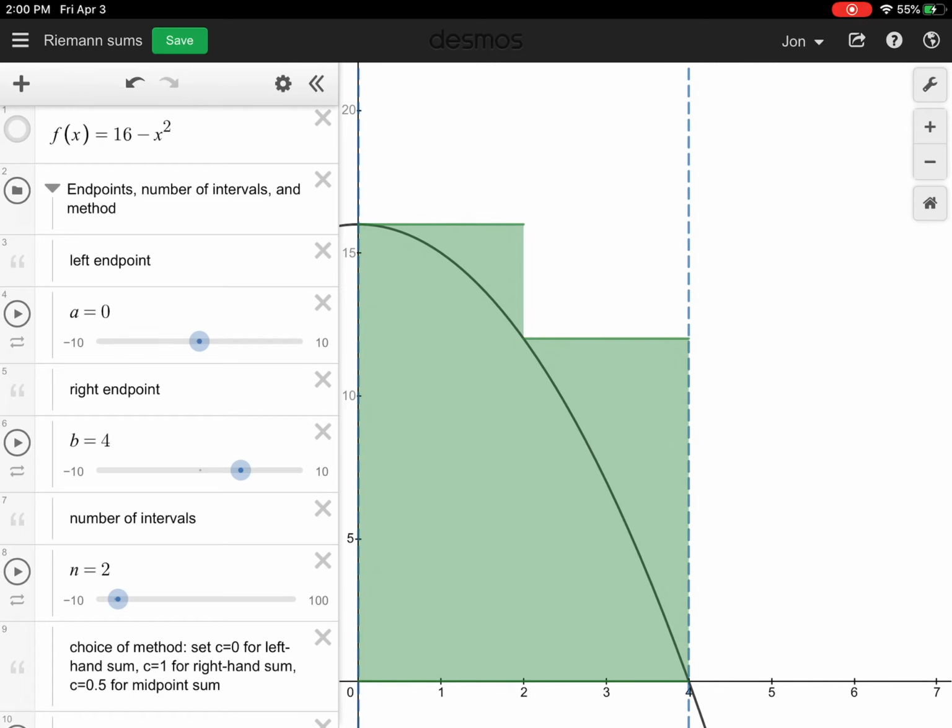And all of a sudden, if I used 2 rectangles, I've got a rectangle that is 2 wide, that's 16 tall, that's 32. And I've got another rectangle that's 2 wide, that looks like it's about 12 tall. So that's 24. So that's 8 less. That's going to be 56. So that's, I mean, it's still not good. We've got a lot of green space there.